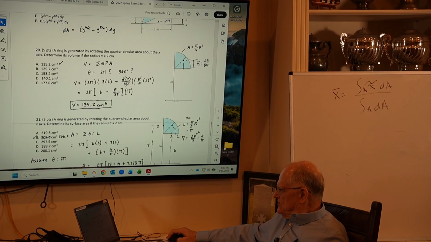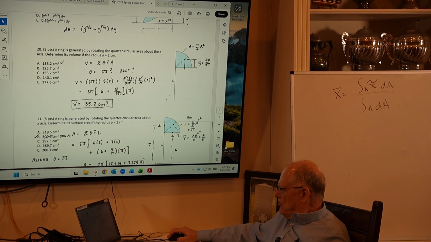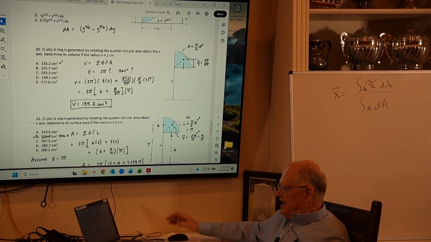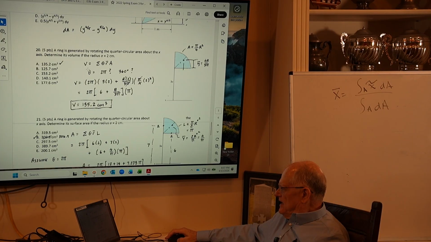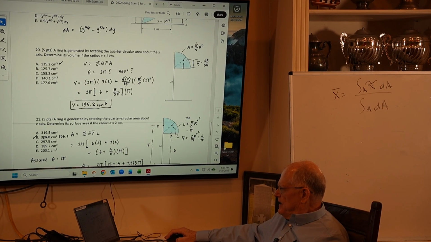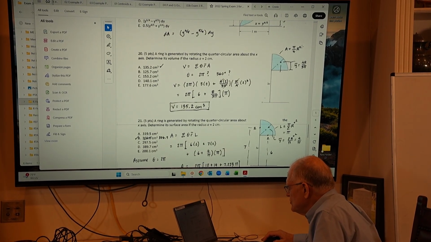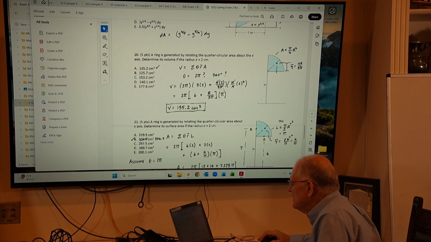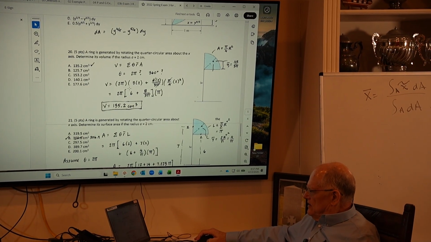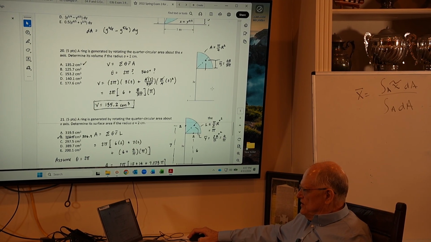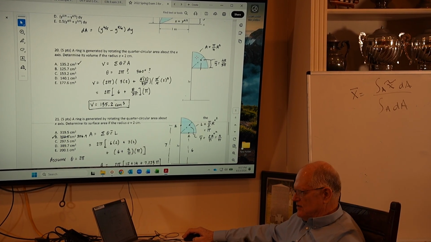So the R bar is 6 plus 4R over 3 pi. And 4R over 3 pi ends up being 8 over 3 pi. So the 6 plus 8 over 3 pi, that is your R bar. And then the area is pi r squared over 4, and r is 2. And so pi times 2 squared over 4 is just pi. So pi is the area, this is your R bar, the rotation of the angle is 2 pi, and so this is the volume of this guy rotated about the x-axis.